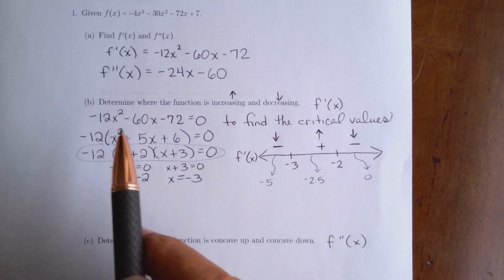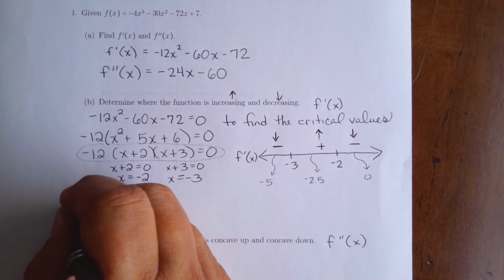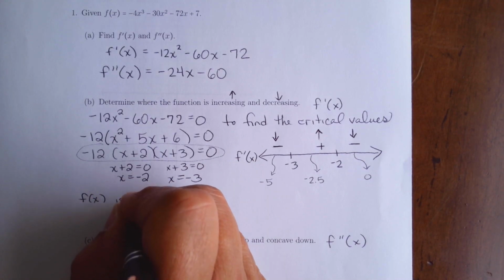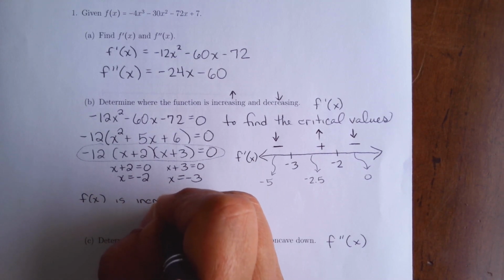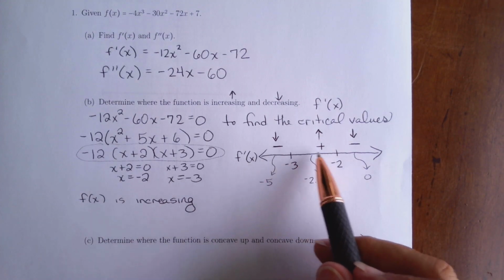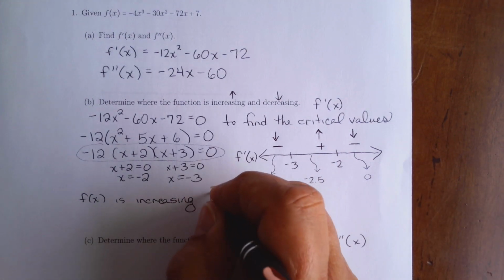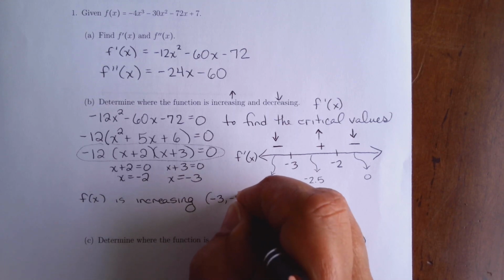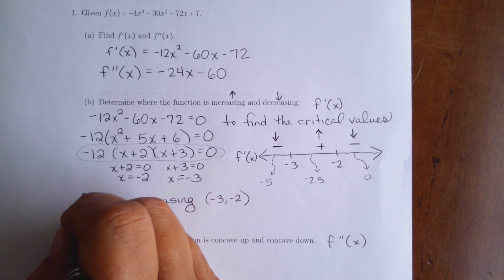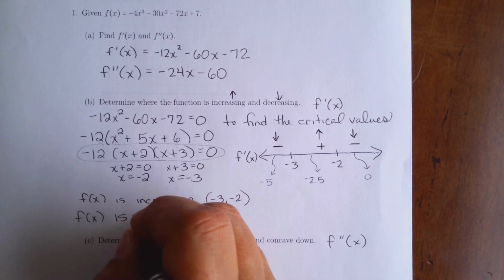So the question asked, where is my function increasing and decreasing? So I'm going to say f of x is increasing. Okay, now I need my intervals. So the only place it's increasing is right here between -3 and -2. So that's the only interval where it is increasing. Then where is f of x decreasing?